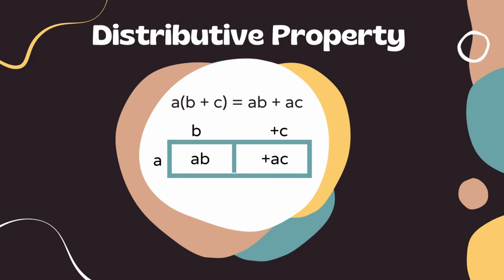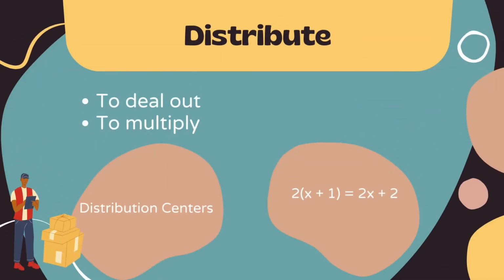And we're basically finding the area with a length of A and a width of B plus C. So let's talk a little bit more about what it means to distribute before we take a look at some examples using the distributive property. So distribute actually means to deal out or to multiply. And you might have heard of this through distribution centers, right? That's something in common in our real lives where distribution centers actually deal out goods throughout our states, country, throughout the world.